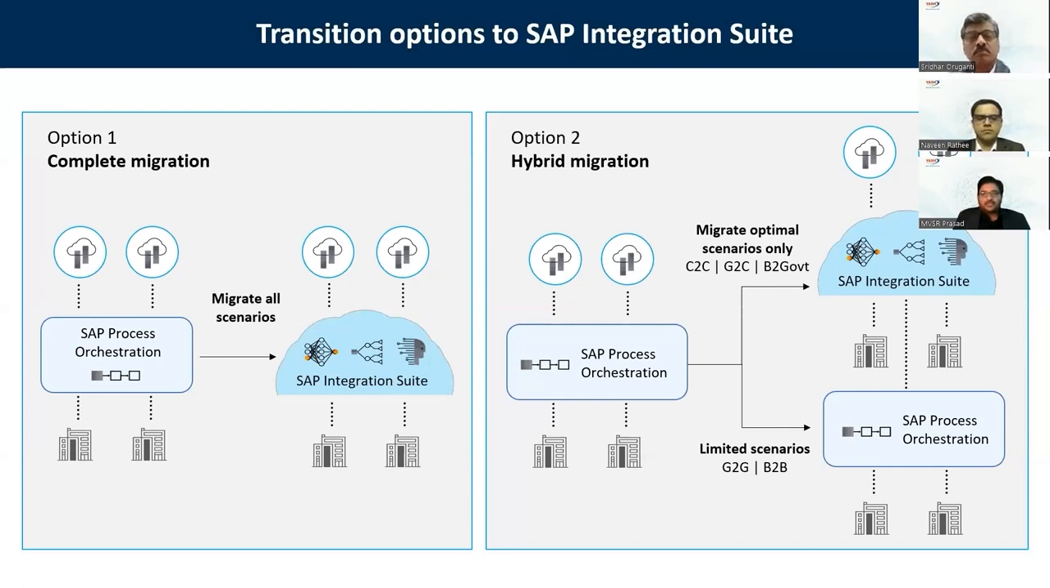But at this point in time, without the Edge Integration Cell, these are the two scenarios. One is direct migration and the other is hybrid migration. And what are all the steps involved? What are all the limitations? We'll see in the next slide.